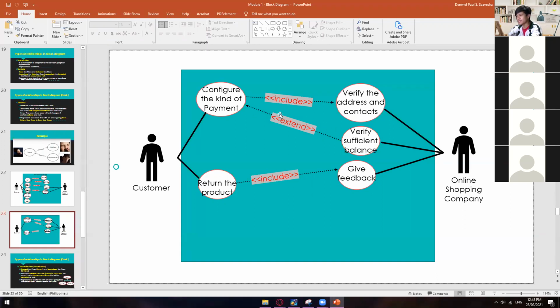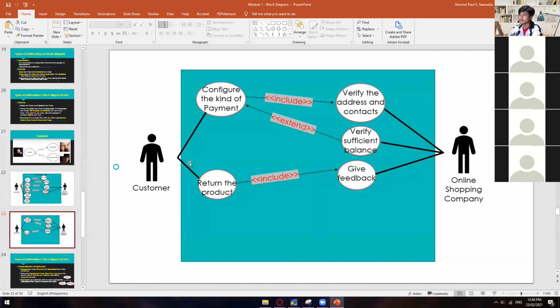And then we have here an extend, wherein verify sufficient balance. So this one is an extend since if the customer chose cash on delivery, then we don't need to verify the balance of that person. However, if that person chose the ATM or credit card payment, then that's the time that this use case will be executed. It needs to verify sufficient balance.